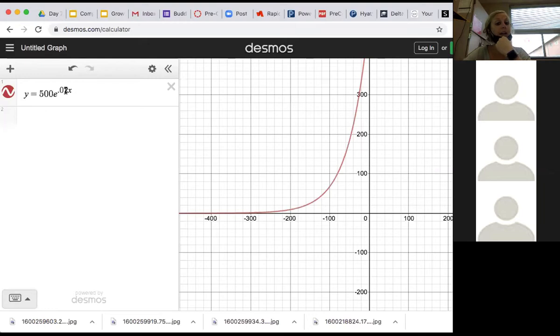Next thing, what is the growth rate? Do you need the graph to find the growth rate? No, look in the equation where? The exponent beside the x. What's the growth rate of these insects? 0.02 or 2%. Very good. So we've got 500 insects initially.